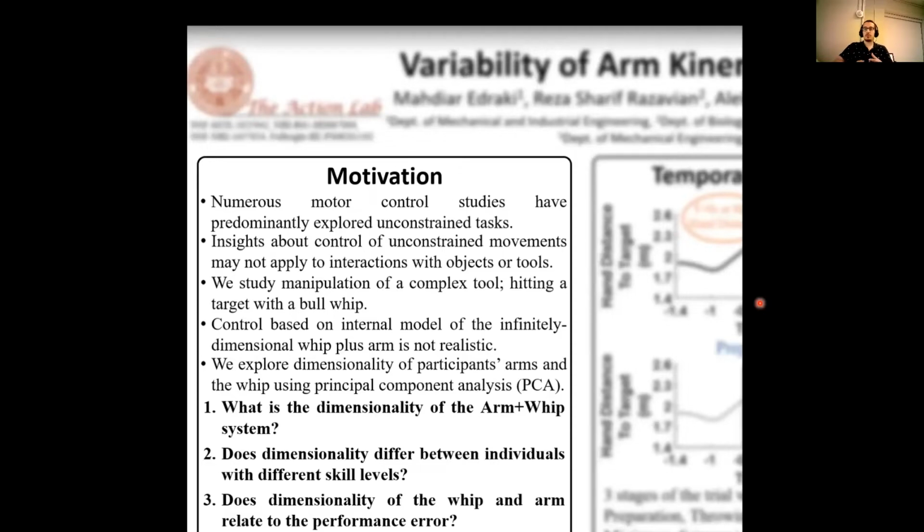And we use principal component analysis to explore the dimensionality of the participant's arm and the whip. To that end, we want to answer three questions. What is the dimensionality of the arm and whip system? Does the dimensionality differ between individuals with different skill levels? And does the dimensionality of the whip and arm actually relate to the performance error?